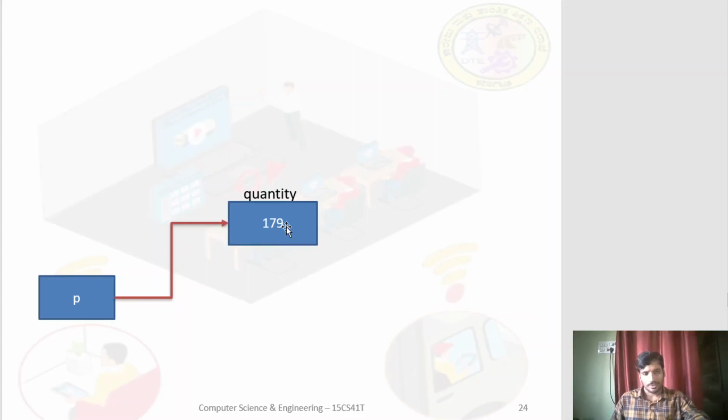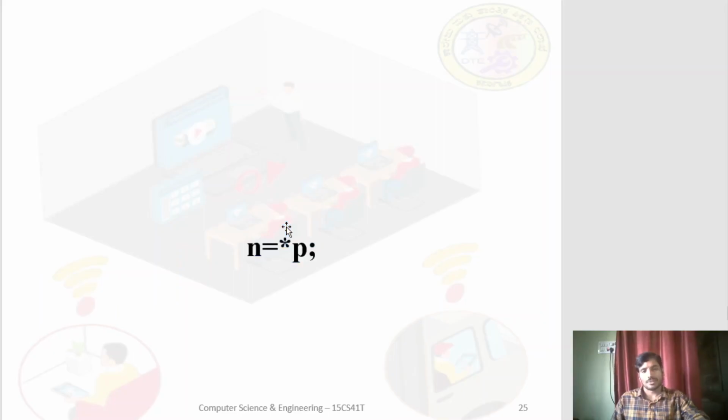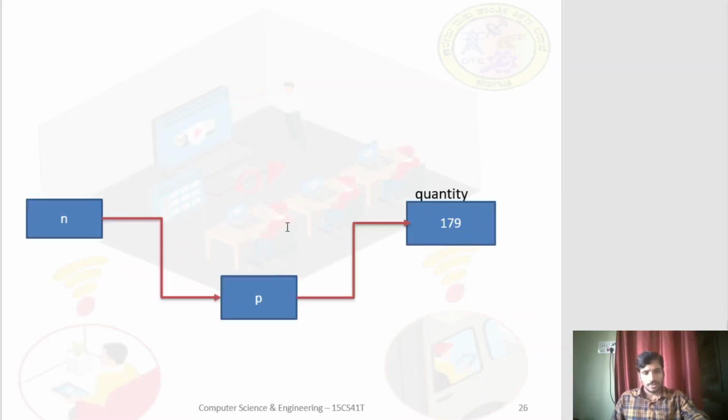Okay, students. Then what is the last statement? The last statement is n equal to *p. So whatever value is pointed to by the pointer p, the same is assigned to the n variable. Hence, now n is also having the value 179. So let us see this process through the program execution.